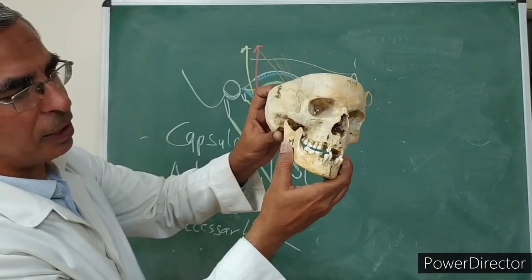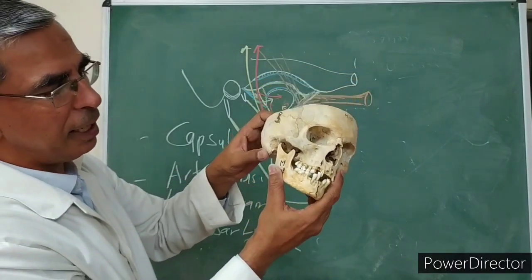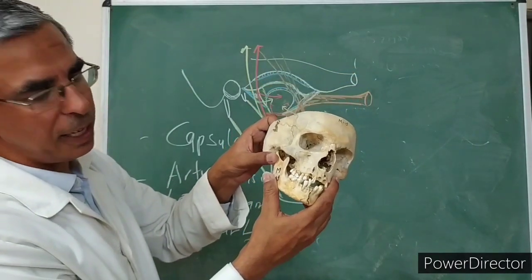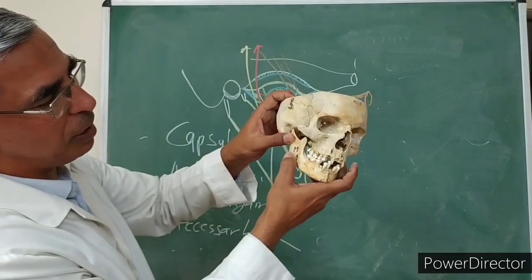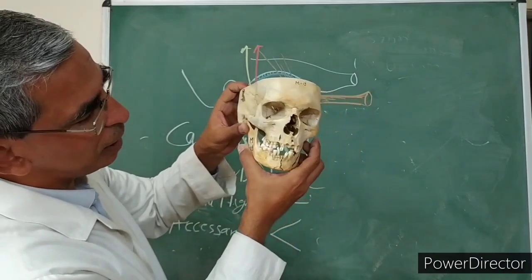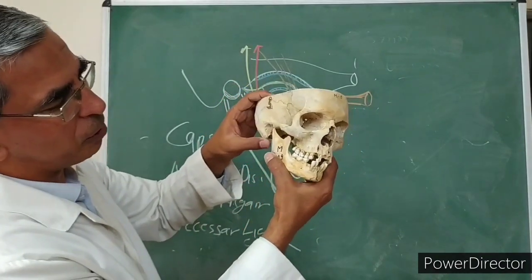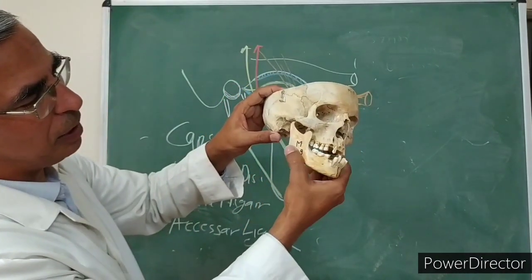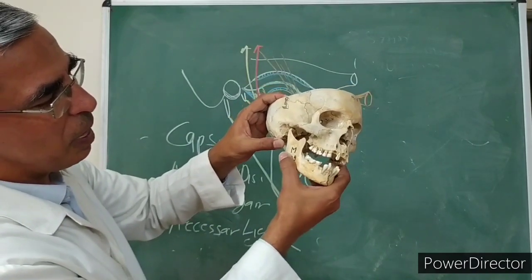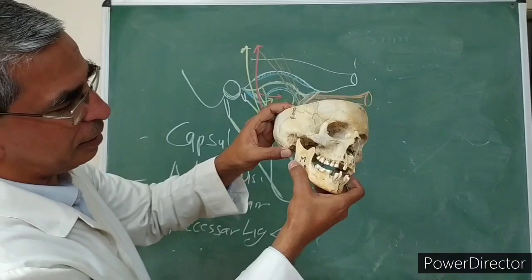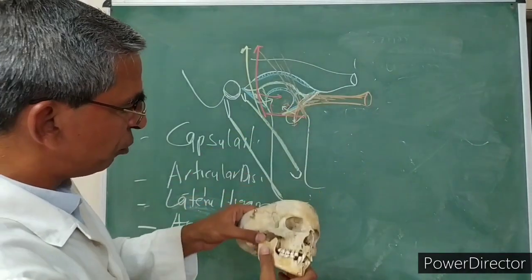This movement is done by the lateral and medial pterygoid muscles of one side alternatively. So when the medial muscle of one side contracts, the lateral pterygoid muscle of the opposite side contracts. These medial and lateral pterygoid muscles alternatively contract, and so they produce the chewing movement. Clear? So this is the chewing movement.